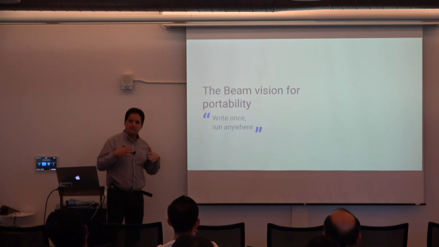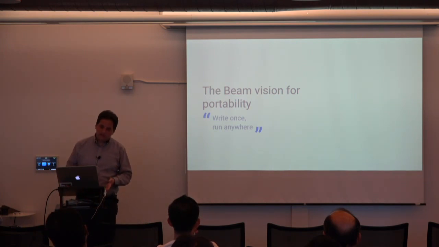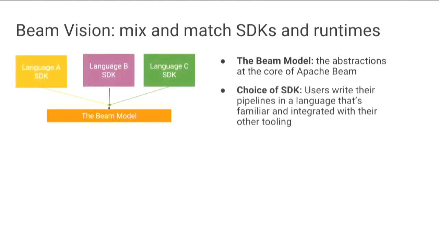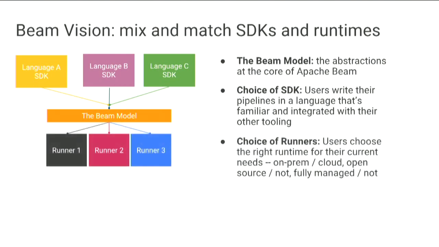All right, so that was a section on the unified model. Now I'll talk a little bit about portability. So Beam's vision is to mix and match SDKs and execution engines. At the core of the Beam project is the Beam model, this unified model and its power that I have shown you so far. That model is realized in a set of SDKs. So users use SDKs to define data processing pipelines, and as a project, we provide you a choice of them. And then those pipelines defined in those SDKs can run on multiple runners, and we provide you a choice of runners. And those runners can be on-premise or in the cloud.